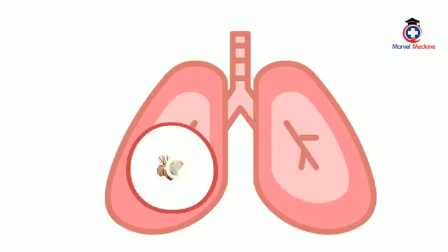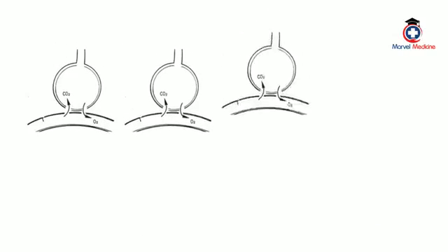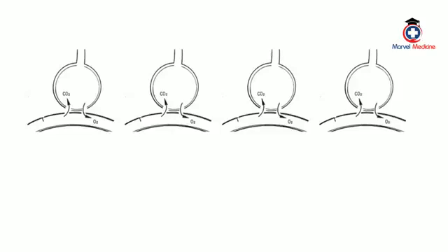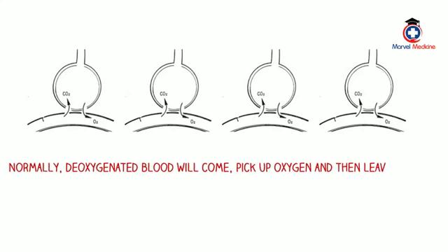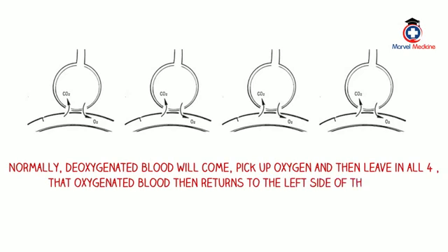Now, look at the lungs and capillaries a little bit closer. Let's take, for example, 4 capillary and 4 alveoli. Okay? Normally, deoxygenated blood will come from the left side, going towards the right, pick up oxygen, and then leave in all 4. That oxygenated blood then returns to the left side of the heart to go to the rest of the body.